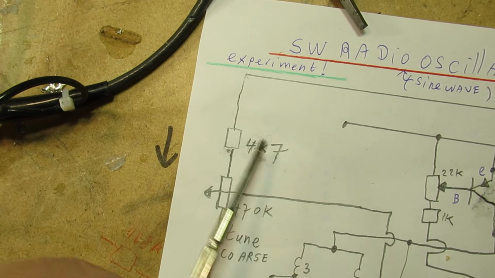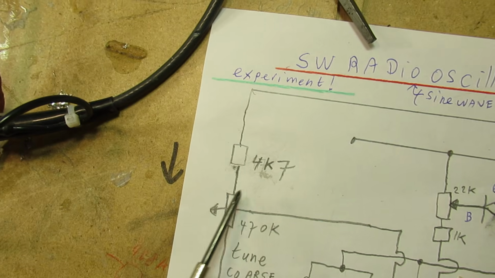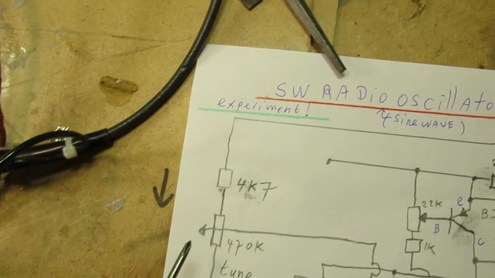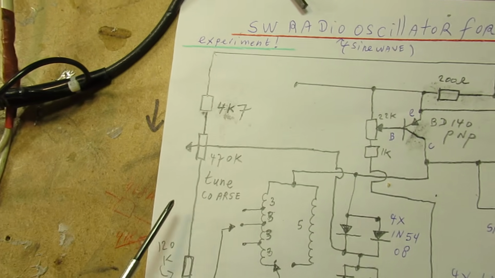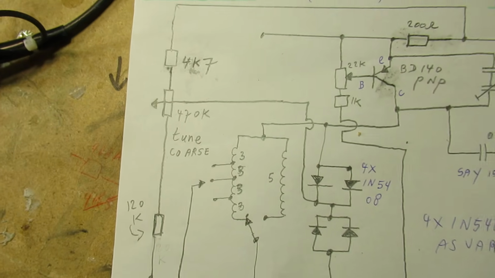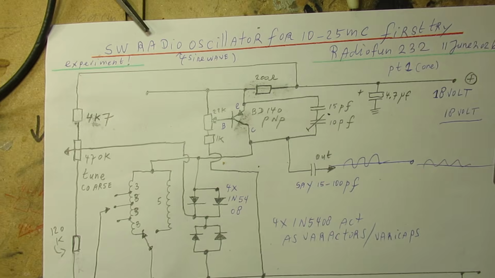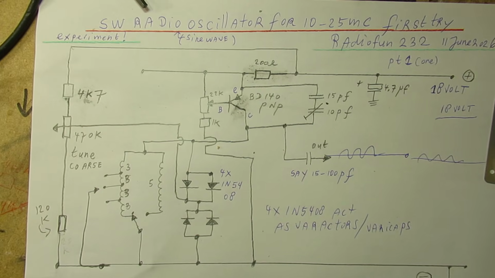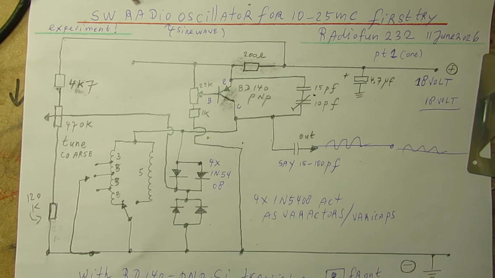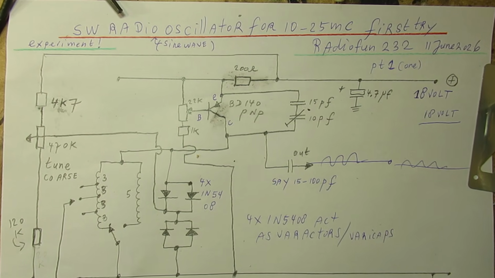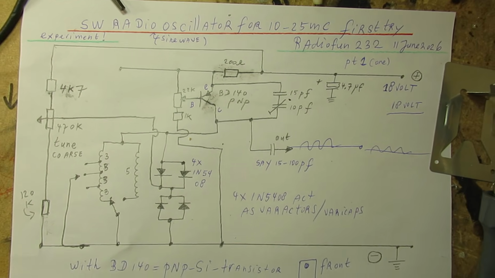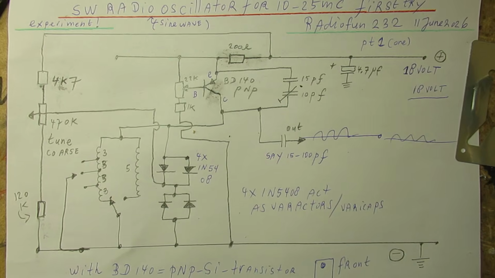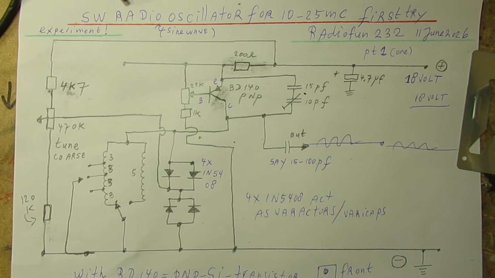My idea is to make also here a fine tuning with another potentiometer, but anyway, it's all experimental. And well, I've tested this and it worked. Strange to say that the BD140, a normal PNP transistor, can also work as a high frequency oscillator. I had not expected that, but I tested that in the future and I could get to approximately 110 megahertz.